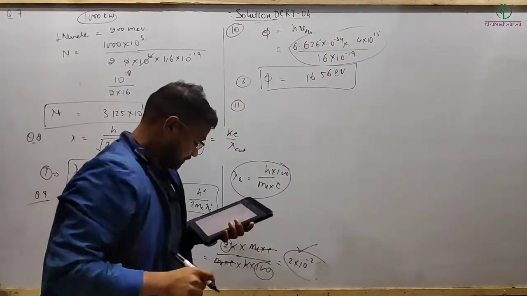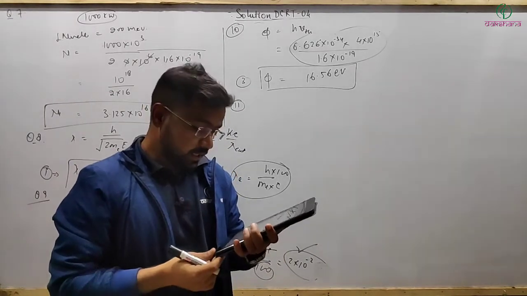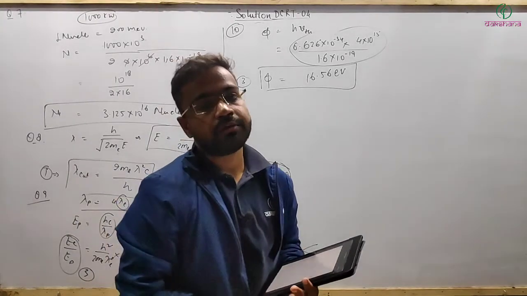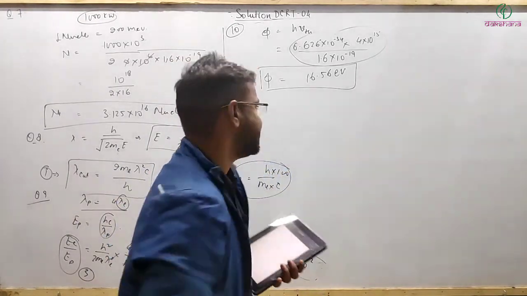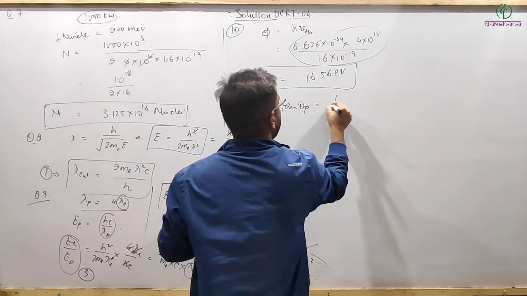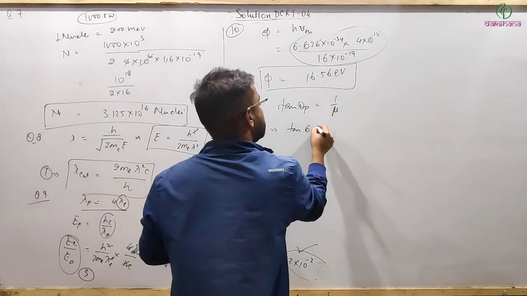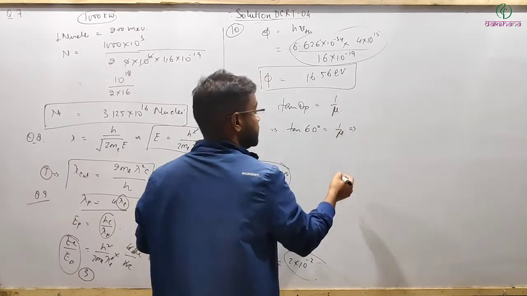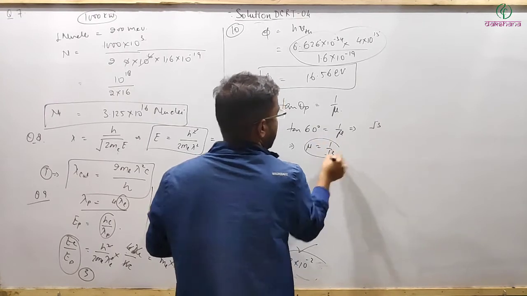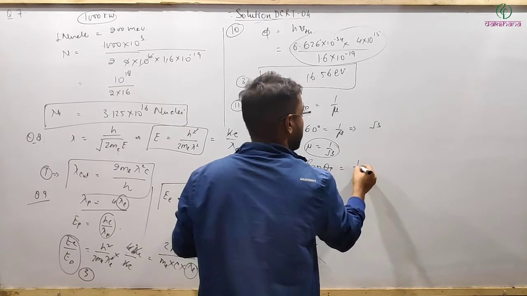Next question number 11. Angle of polarization of any medium is 60 degree. What will be the critical angle for this? Angle of polarization means the angle of incidence at which light is polarized, that is related to Brewster's angle. So we know tan theta p is equal to 1 by mu, and this implies tan 60 degree is equal to 1 by mu, that is equal to how much? Root 3. This implies mu is equal to 1 by root 3, and critical angle is given by sine of theta c is equal to 1 by mu.